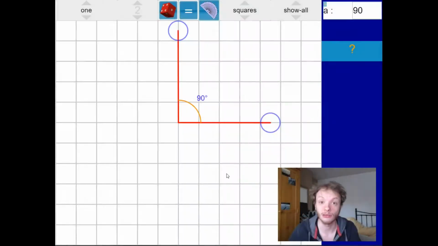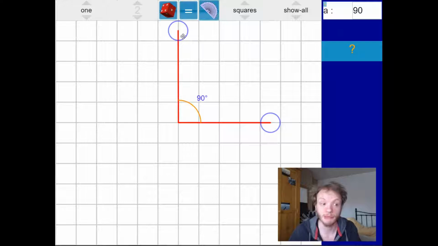What is an angle? Well, the first thing to know is an angle is formed when two lines meet. So we can see on the screen I've got a vertical red line and a horizontal red line, and they meet to form a point. And whenever those two lines meet to form a point, they also form an angle, shown here with that orange curve. That is the angle that we are measuring.